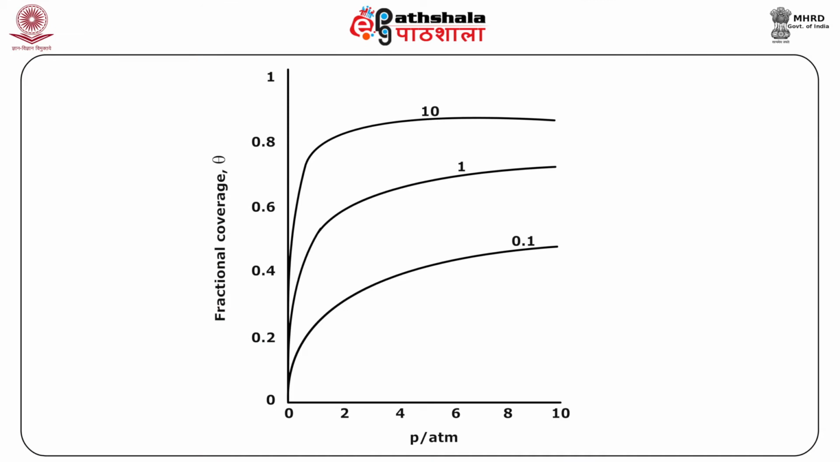If we plot a graph between the fractional coverage theta and pressure P, it is observed that the former increases with the increase in pressure and approaches unity at high pressures only when the adsorbate molecules are forced to occupy every available site on the adsorbent surface. The figure shows the Langmuir adsorption isotherms for the non-dissociative mechanism with different values of K1.